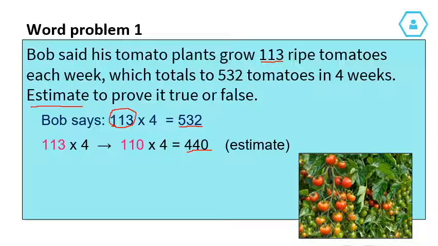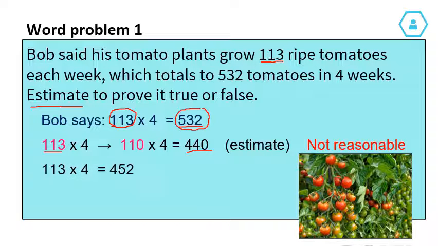So at this stage, it looks like it's not a particularly reasonable answer because it is quite far away from our estimate of 440, and his answer is 532. We haven't really changed this multiple that significantly, so let's see what the actual answer is. Multiplying 113 by 4, our answer is 452, which is much closer to the estimate than it is to Bob's answer. So we're going to say his answer is false, but also it's not reasonable either.